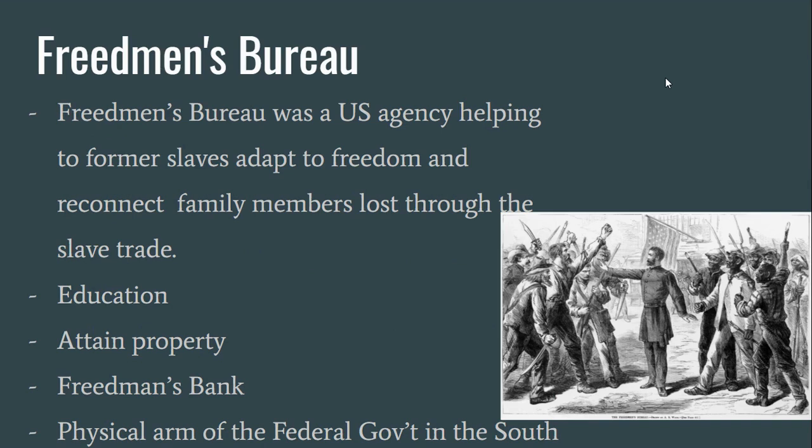Another major aspect of Reconstruction was the Freedmen's Bureau. The federal agency was created to help former slaves adapt to freedom and reconnect family members lost through the slave trade. They also helped to educate former slaves, assisted them in obtaining property, set up a bank, although that bank will suffer from corruption and eventually be done away with. Overall, though, the Freedmen's Bureau served as a physical arm of the federal government in Reconstruction in the South.